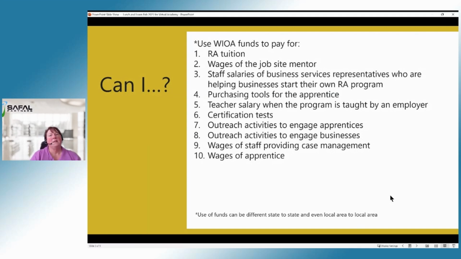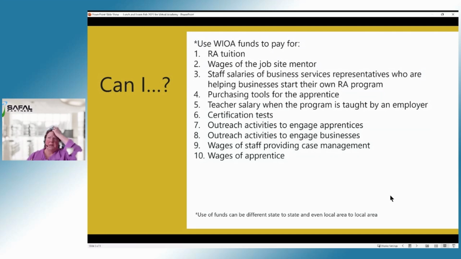All right, wages of the staff providing case management. I would certainly hope that that's kind of a no-brainer one. Yeah, we obviously are providing the wages of our staff, usually under WIOA funds. Some of you may have TANF funded staff that are providing case management. That works for somebody who's going into an apprenticeship. They're eligible. So anything you're doing case management wise, covered.